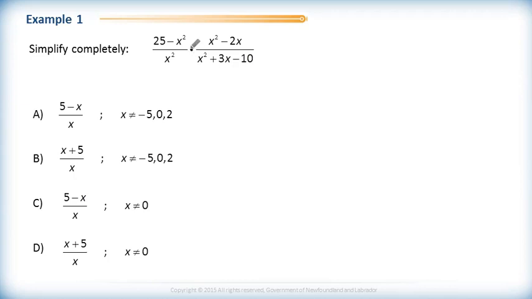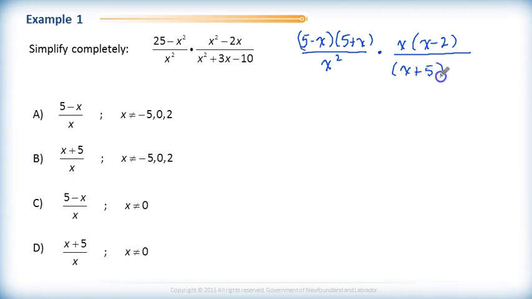It's a multiplication problem. So we begin by factoring everything we can. So we factor the 25 minus x squared. That's 5 minus x, 5 plus x, all over x squared. Nothing we can do to factor that further. X squared minus 2x has a common factor of x, so it's x outside of x minus 2. In the denominator, we've got x squared plus 3x minus 10. That factors as x plus 5, x minus 2. You can check that by doing FOIL or whatever way you multiply two binomials.